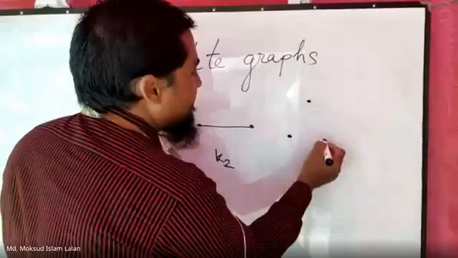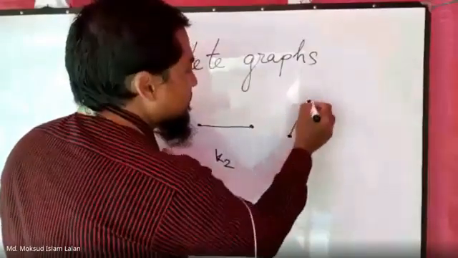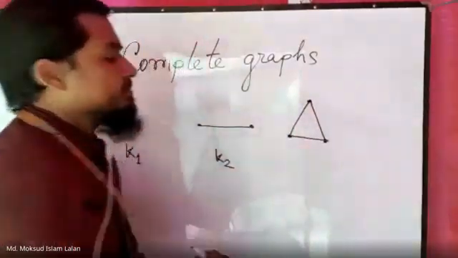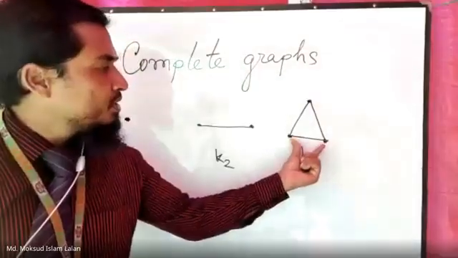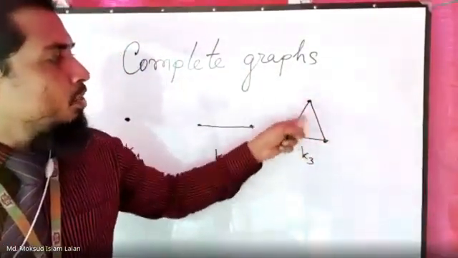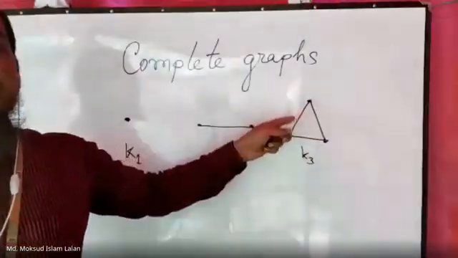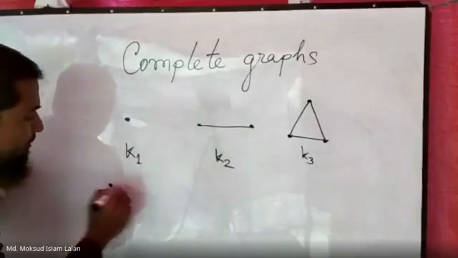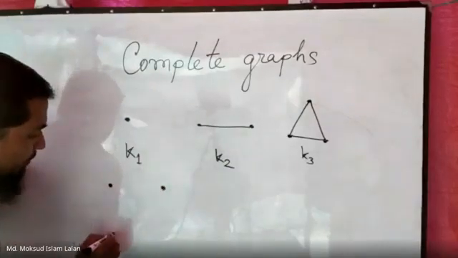K3, is it a complete graph? How many edges? Three edges, sir. Distinct vertices are connected with a single edge. Is there any chance? Can you draw any other way? No, sir. There is no chance, right? Yes, sir. If you consider K4, can you draw the K4, dear student?